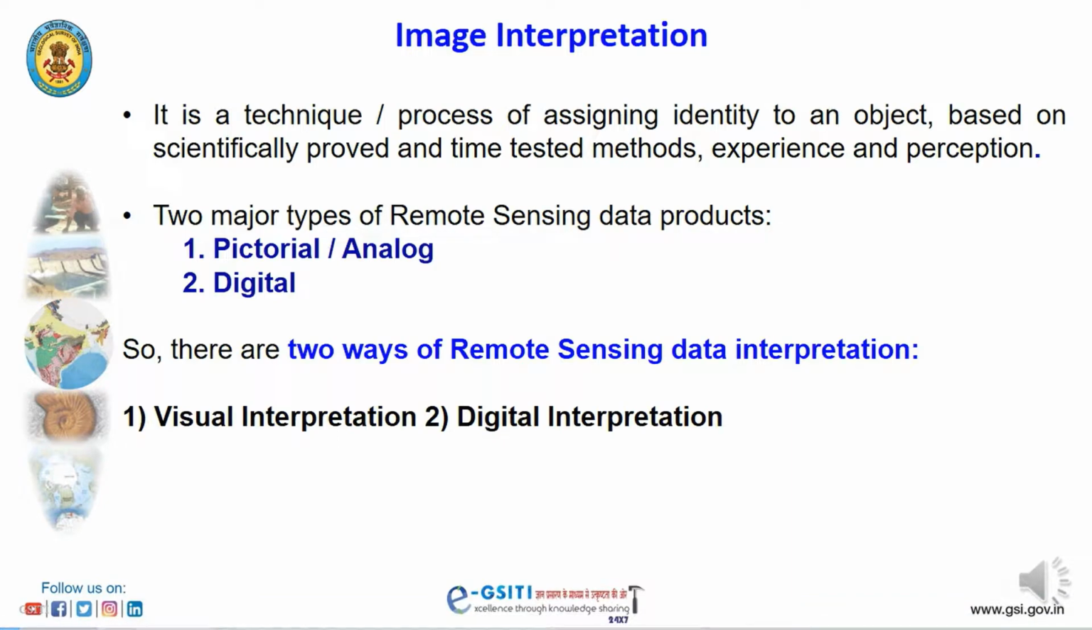What is image interpretation? It is a technique or process of assigning identity to an object based on scientifically proved and time tested methods through our experience and through our perception. There are two major types of remote sensing data products for our interpretation. One is as a pictorial in a hard copy, and the other one in a digital format. So there are two ways of remote sensing data interpretation: visual interpretation and digital interpretation.